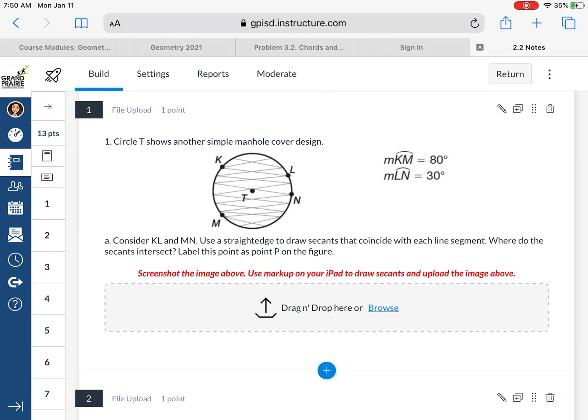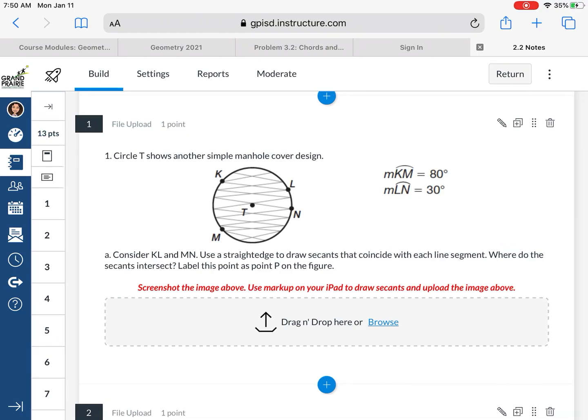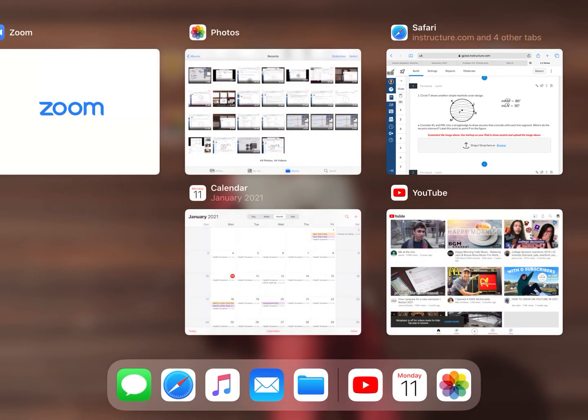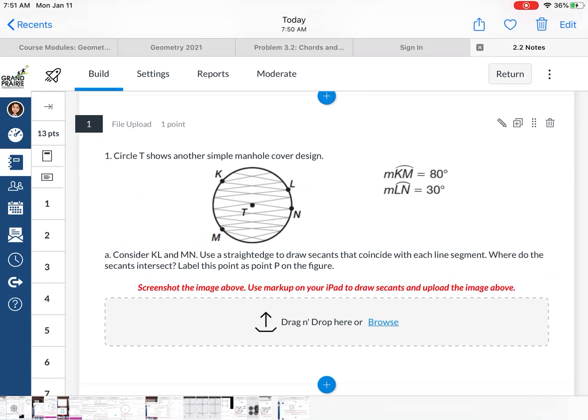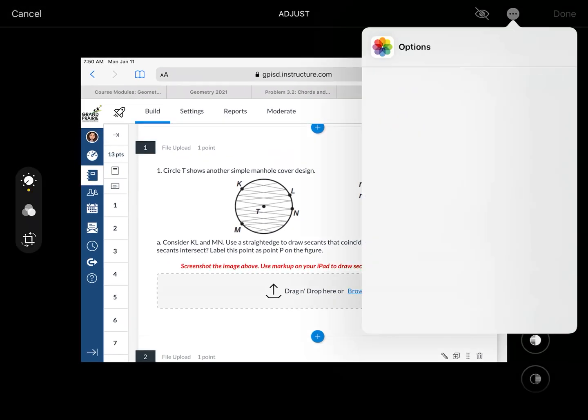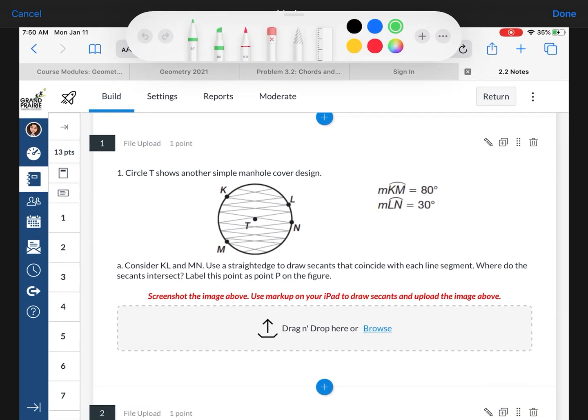They want us to use a straight edge to draw secants that coincide with each line segment. And where do the secants intersect is a question. Then they want us to label that point as point P on the figure. So go ahead and take a screenshot with me. And we're going to go to our pictures, locate it, and click Edit and Markup.